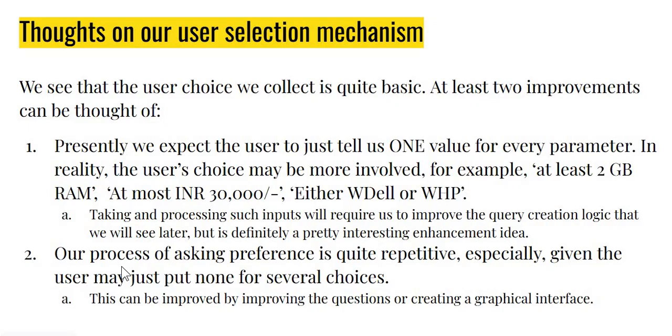The next improvement that I see very clearly is that our process of asking is quite repetitive, because the user may just put none for several choices. Now, clearly, that's a fair observation as well. You can improve this by improving the question. So you can just ask, okay, do you have any preference? If the user says none, then automatically everything becomes none. Or the way you can also do this is you can ask the user to tell, okay, which of these do you have a preference in? So the user says, for example, let's say I have a preference for brand and that's about all. So you can just say which brand do you want and everything else can be taken as none. So clearly this process can be improved.